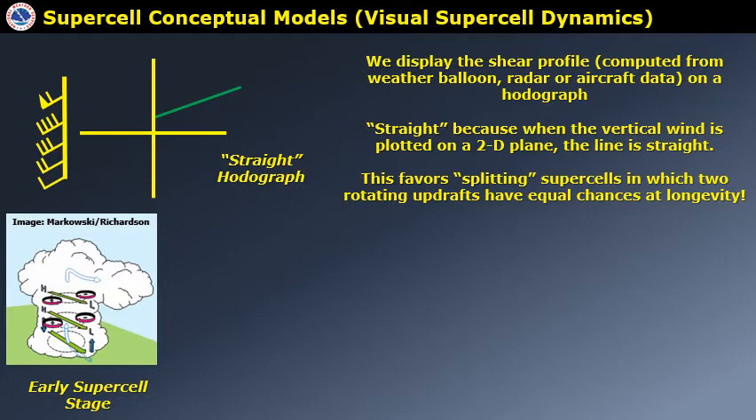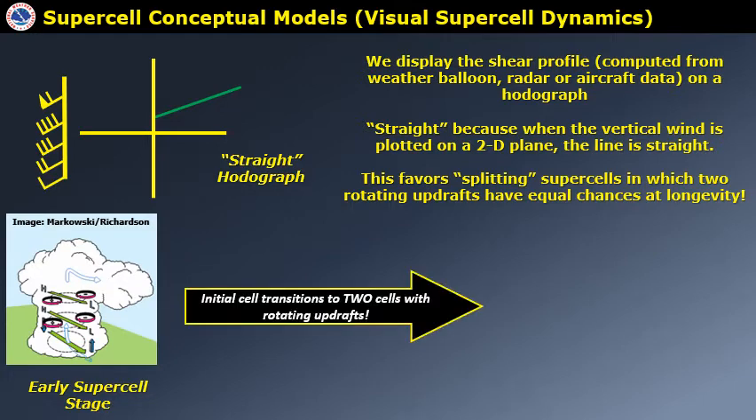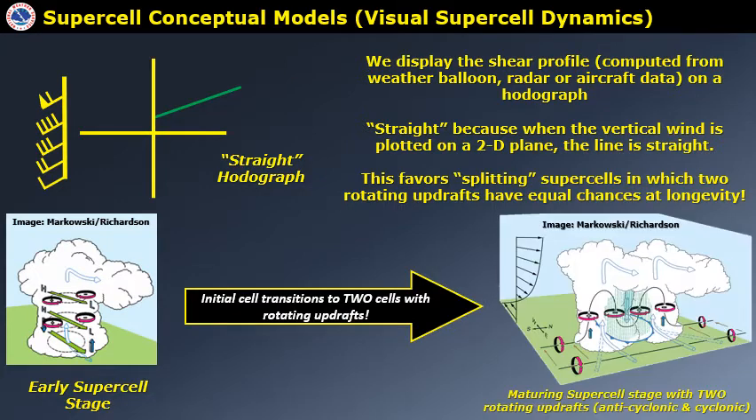Again, remember, typically the number that we're looking for when we're diagnosing whether or not we have an environment conducive for supercells is 35 knots. So in this case, we more than likely have greater than 35 knots as indicated by our wind staff. And this initial supercell type storm, which will typically have one updraft, may eventually split into two.